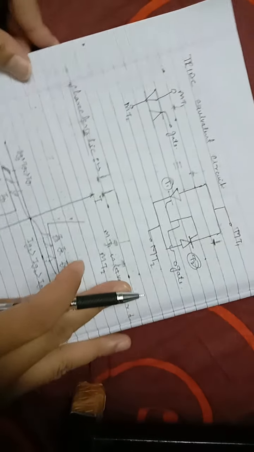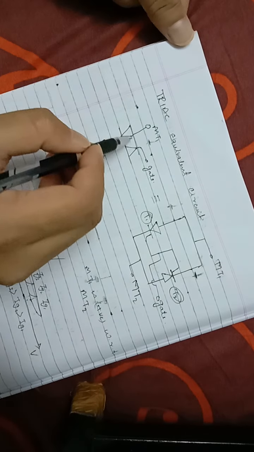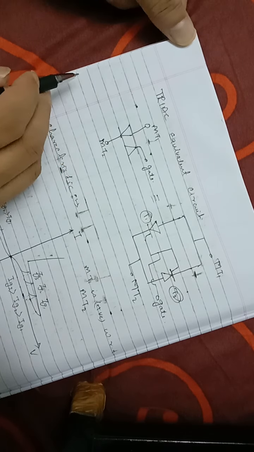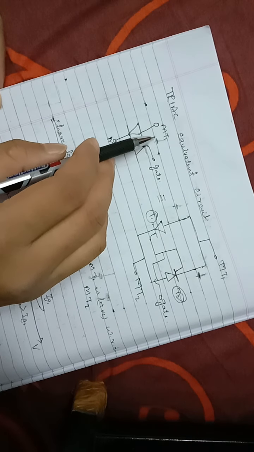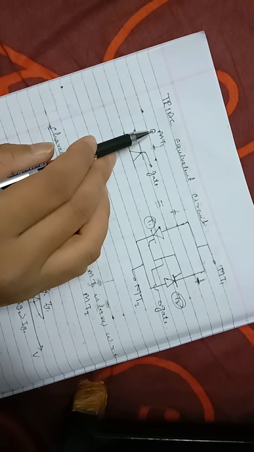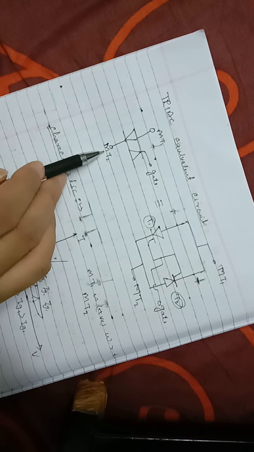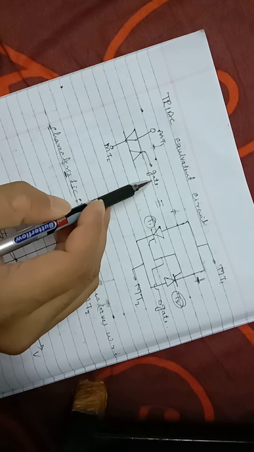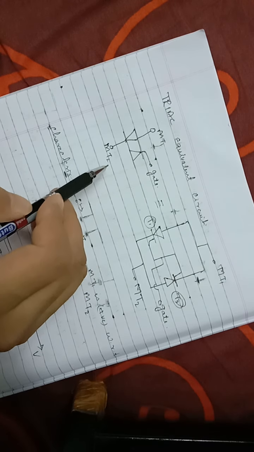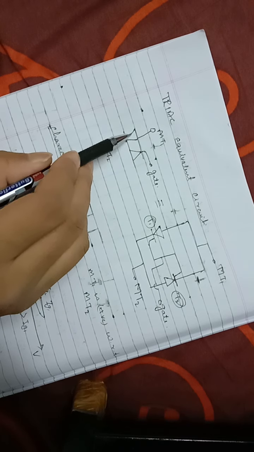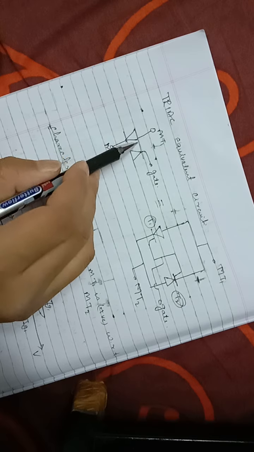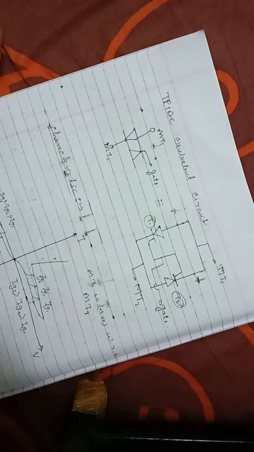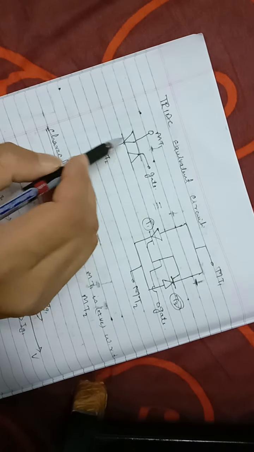Now we will see the TRIAC equivalent circuit. Here the first terminal is MT1, the second terminal is MT2, and the third terminal is the gate, where we provide the gate signal. Here we control our TRIAC from the gate signal. You can see that two SCRs, two thyristors, are connected anti-parallel.